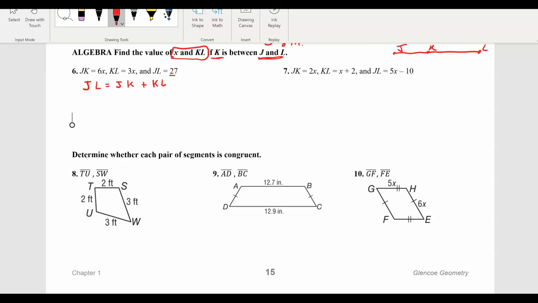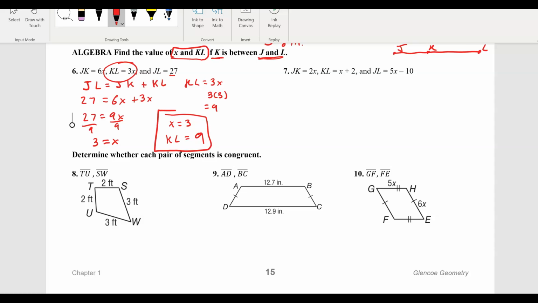So they tell me here JL is 27. So there's going to be 2 steps to this. JK is 6X. So I substitute. And KL is 3X. So 2 steps. We have 27 equals 9X. And then we divide by 9. So X is 3, but I'm not done. They also want KL. So KL is 3X. That's 3 times 3. So now I've solved both parts. I have X equals 3, and I know that KL equals 9. Okay, so solve both parts.